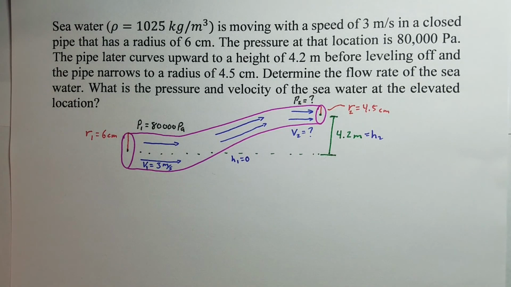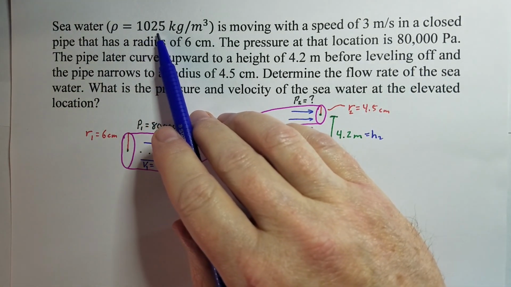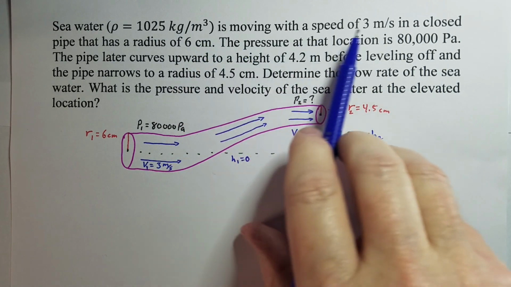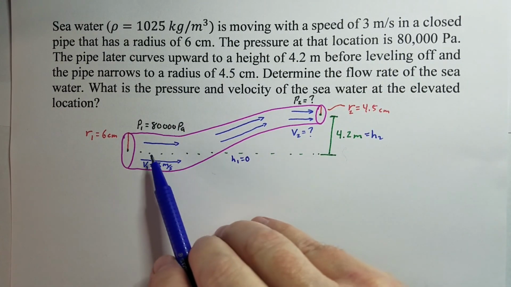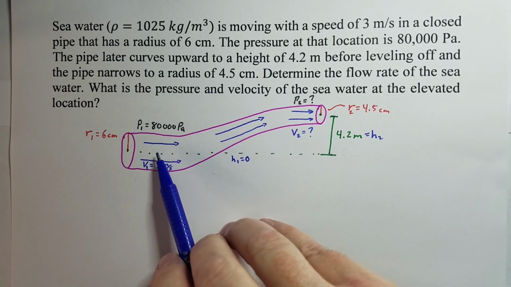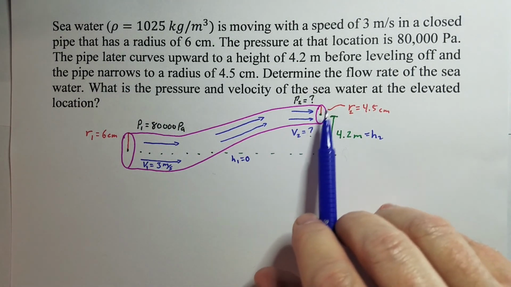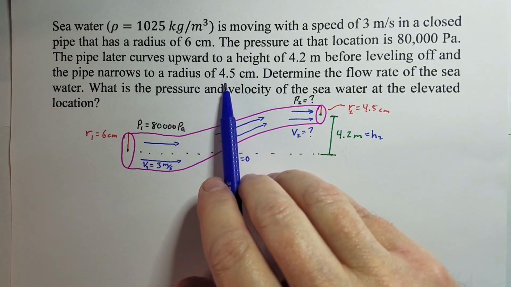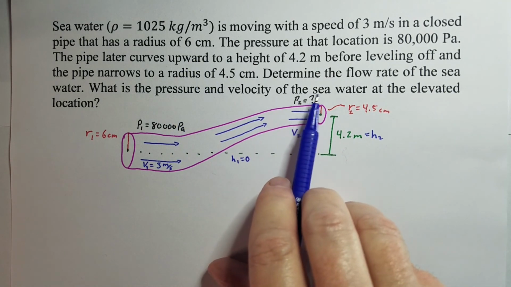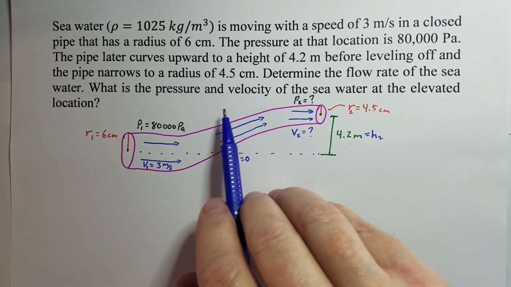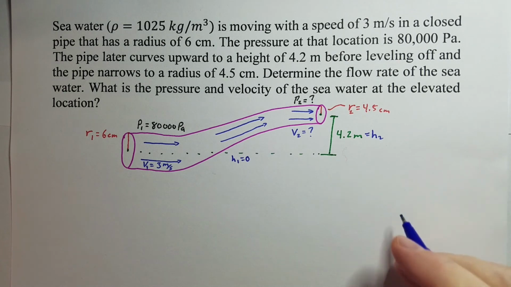So let's see what we've got here. We've got seawater, density 1,025 kilograms per meter cubed, has a speed of 3 meters per second in the lower pipe that's closed. So we're talking about gauge pressures here, not absolute pressures. Levels off at a height of 4.2 meters, and the radius goes down to 4.5 centimeters where it was 6 centimeters. And we need to determine the flow rate of the water and the pressure and velocity at the elevated position.